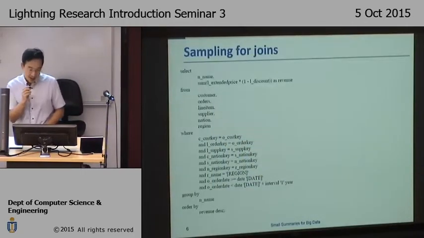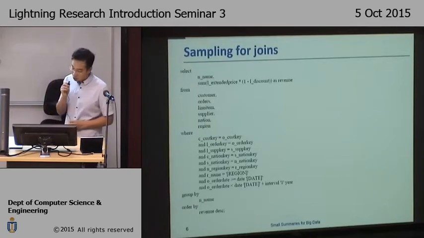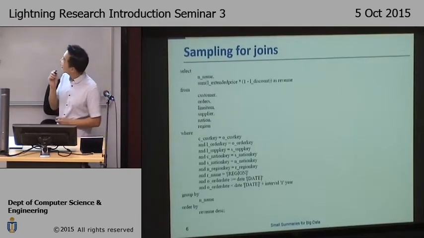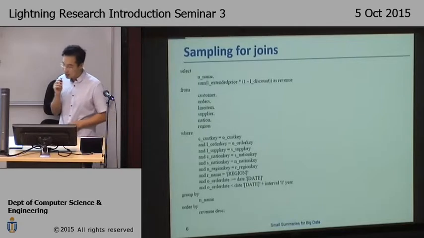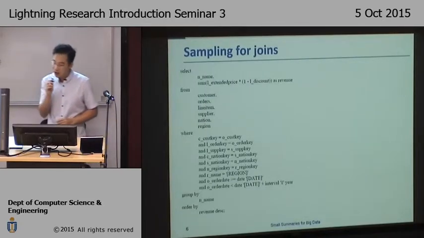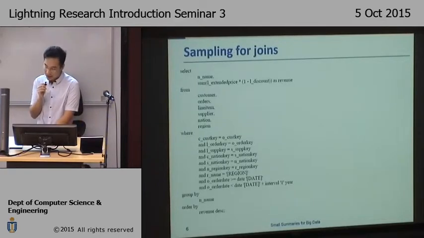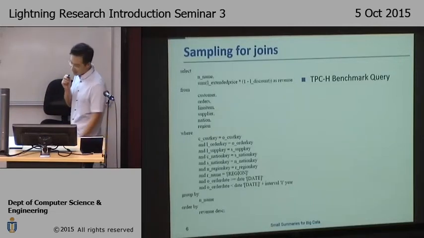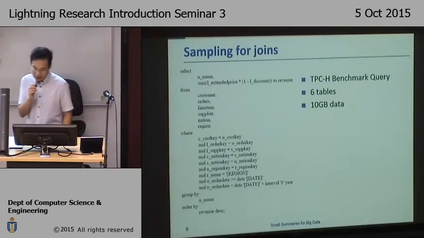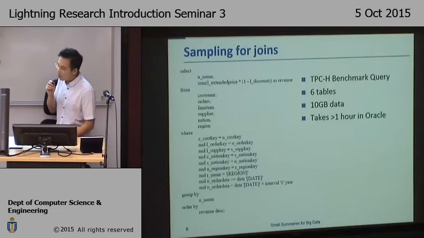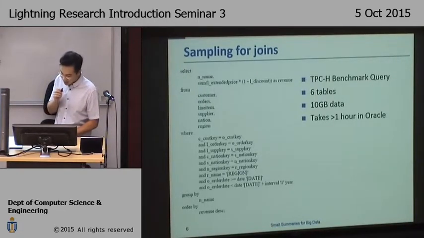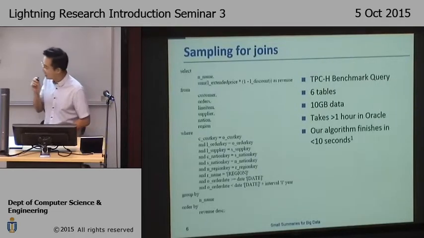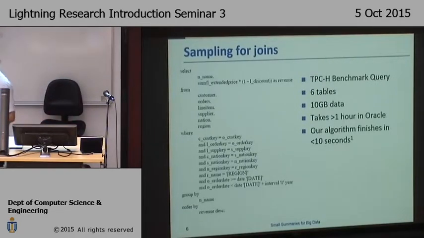Another problem that we have been working on is the problem of joins. As many of you might know, join queries are arguably the most important and essential issue in any relational database. This query is actually taken from the TPC-H benchmark. It involves 6 tables and 10 gigabytes of data. Even on Oracle, it takes more than an hour to process this query. On the other hand, our algorithm can finish it in less than 10 seconds.